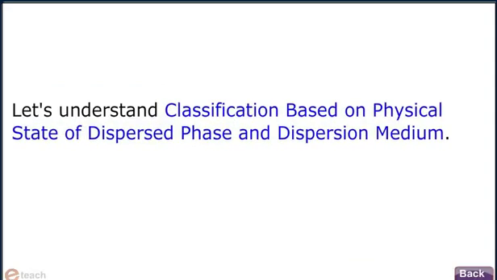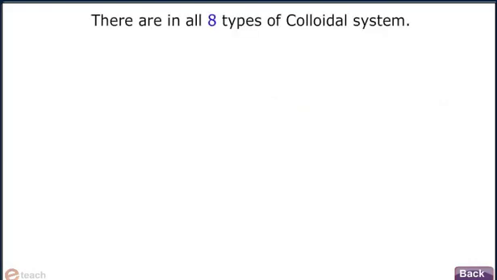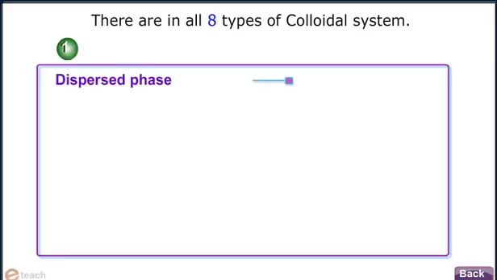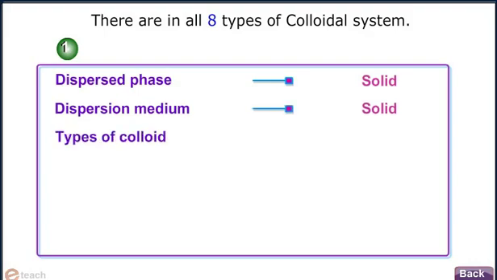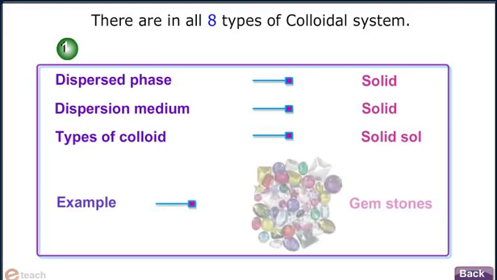Let us now understand classification based on physical state of dispersed phase and dispersion medium. There are in all 8 types of colloidal system. The first one is dispersed phase, that is solid. Dispersion medium is solid and the type of colloid is solid sol. For example, gemstones.